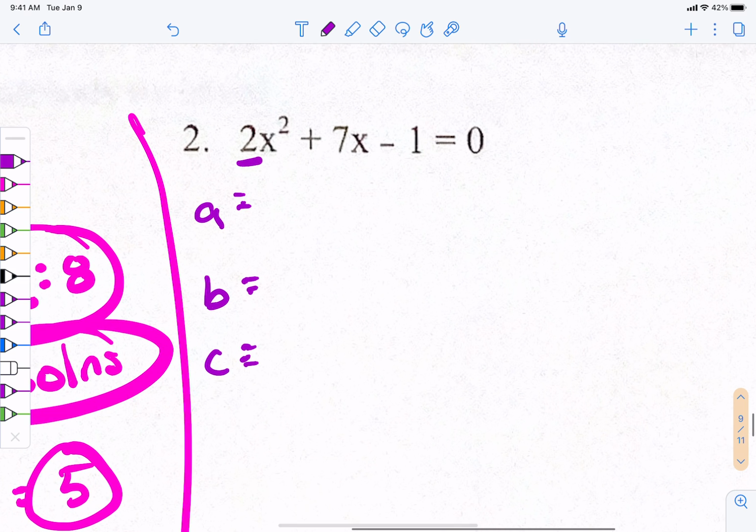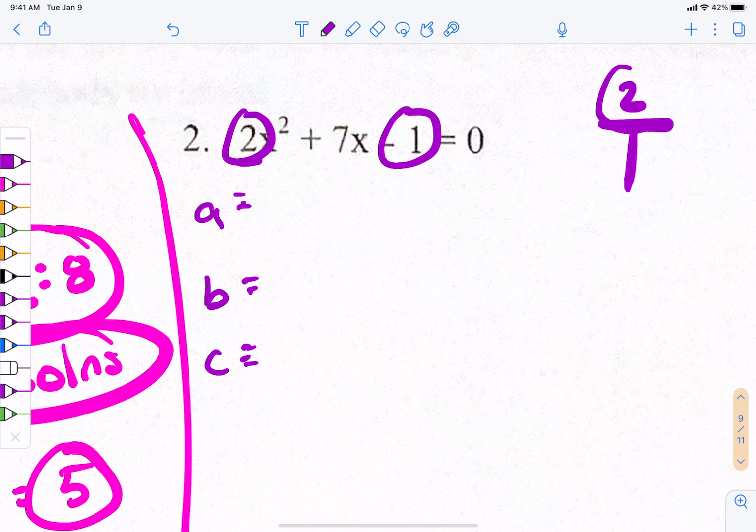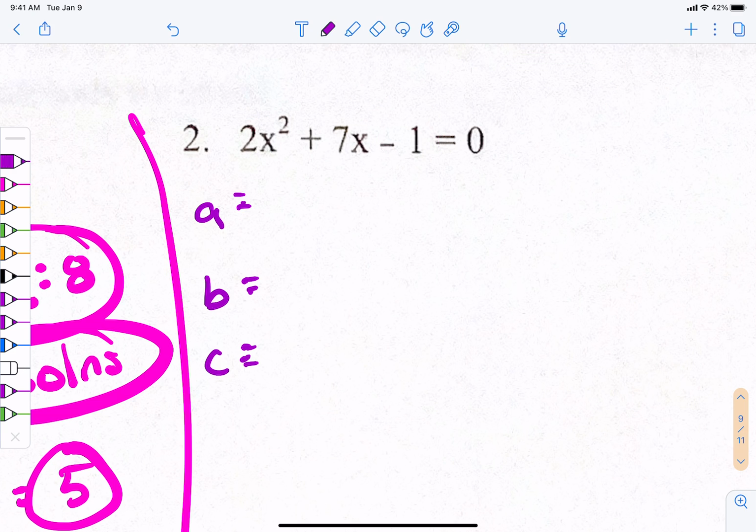To do a complex trinomial, we would take 2 times 1, which would be 2. What can you multiply together to give you 2, but when you add them, give you 7? There is nothing, right? So we couldn't even try to factor this by doing a complex trinomial. Okay, so A is 2, B is 7, C is negative 1.